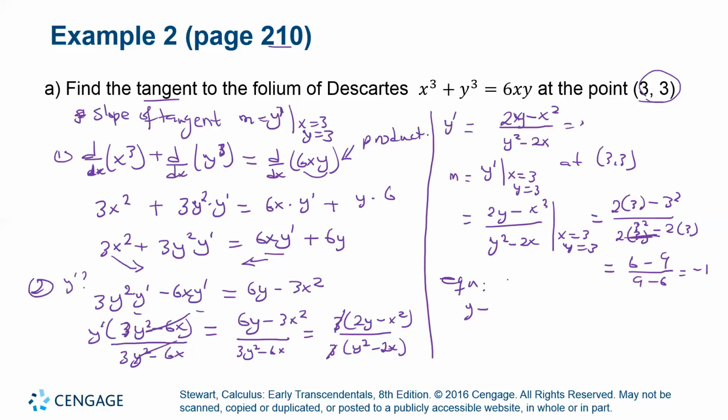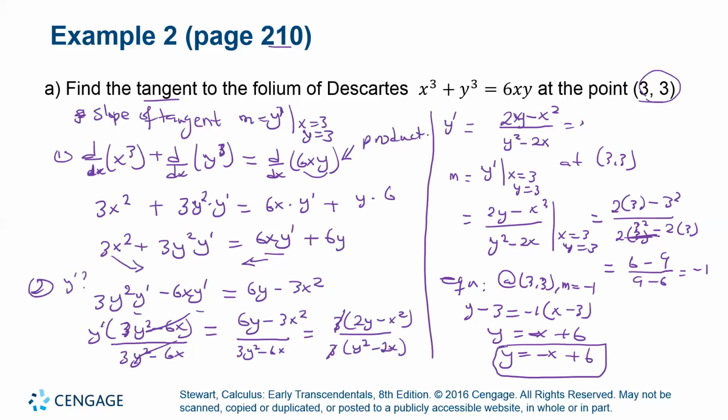So therefore, the equation of the tangent will be y minus, at this point, 3, 3, and the slope is negative 1. It's going to be y minus 3 equal to negative 1 times x minus 3. And that gives us y is equal to negative x plus 6. So that is the equation of the tangent.